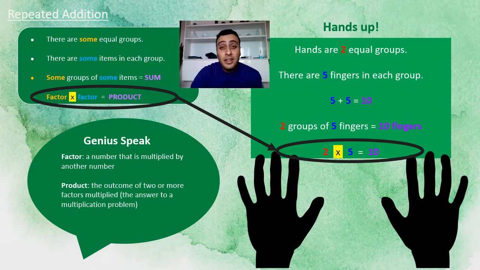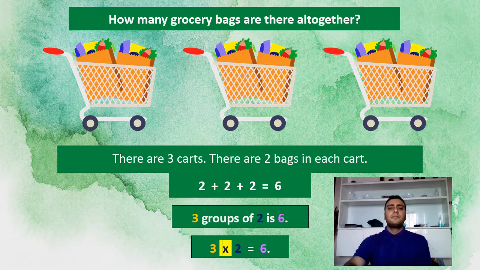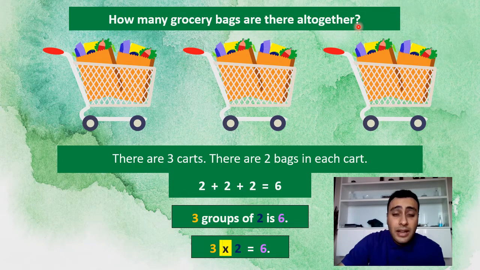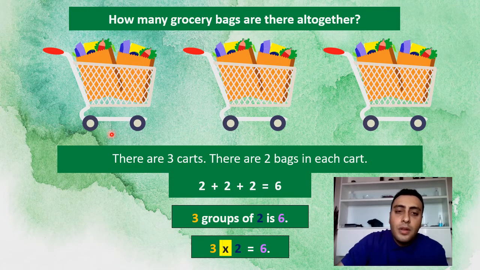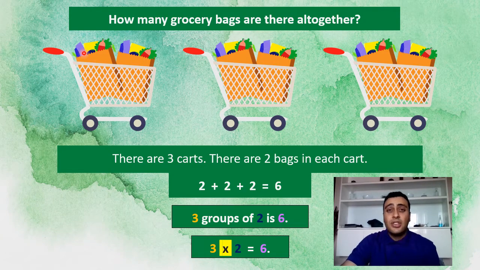Okay, let's look at the next example. Okay, so the question is, how many grocery bags are there altogether? Grocery bags, okay? We want to know about the grocery bags, not the carts. The grocery bags. But when you look at here, you see, there are 3 carts. 1, 2, 3. And there are 2 grocery bags in each cart.